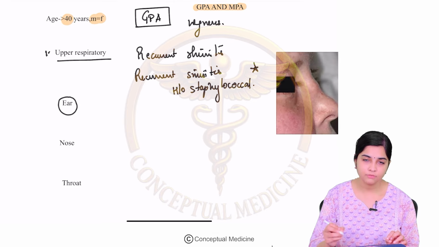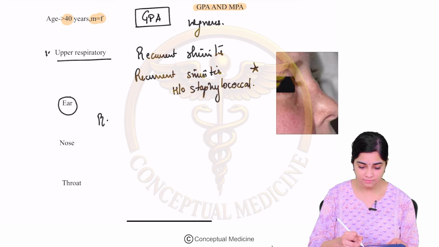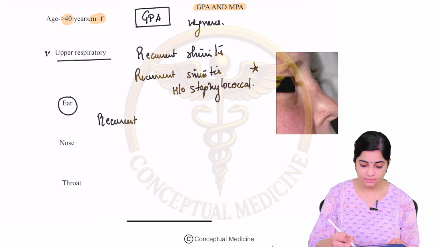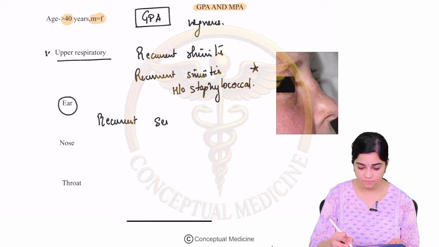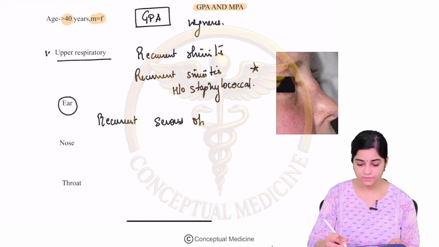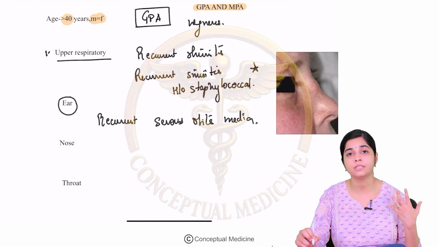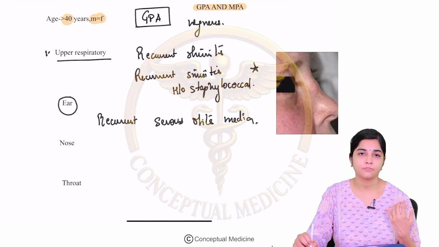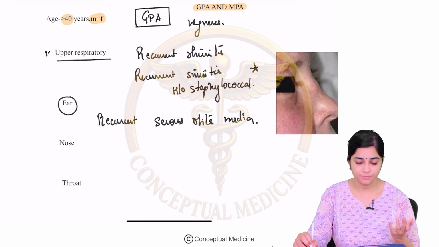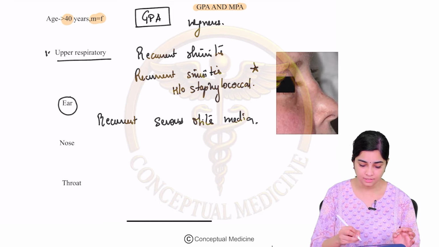Then ear involvement, how does it present? It presents with history of recurrent chronic serous otitis media. So history of recurrent serous otitis media, how will they present to you? History of recurrent ear fullness and history of recurrent maybe a grommet insertion and so on. So this is your serous otitis media.